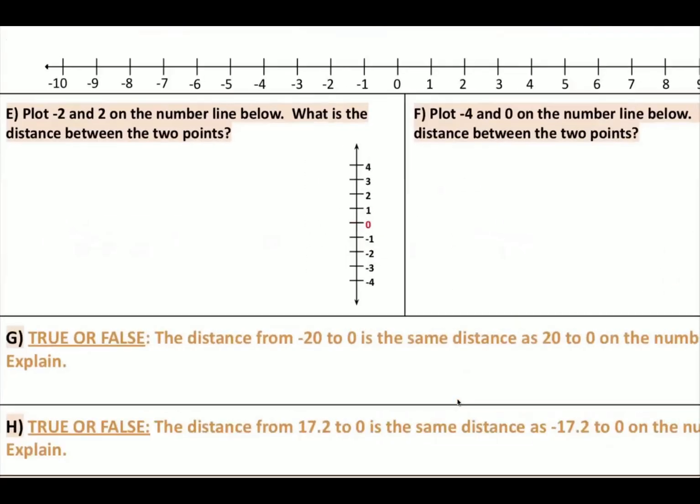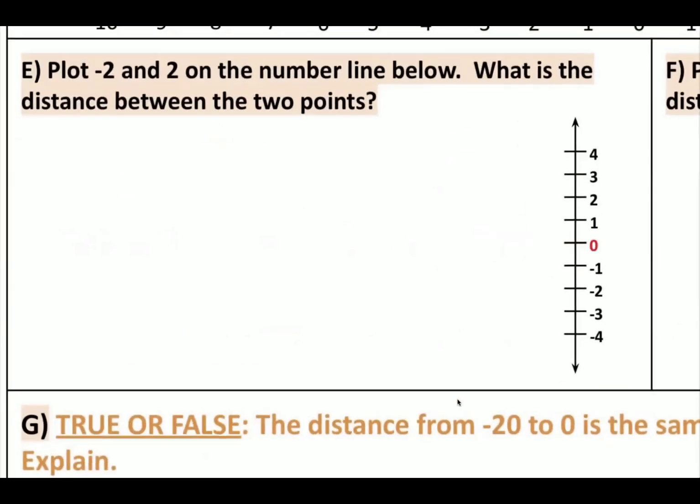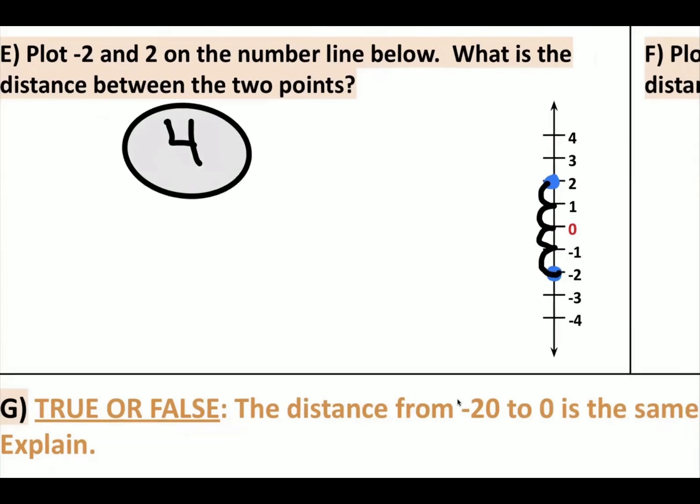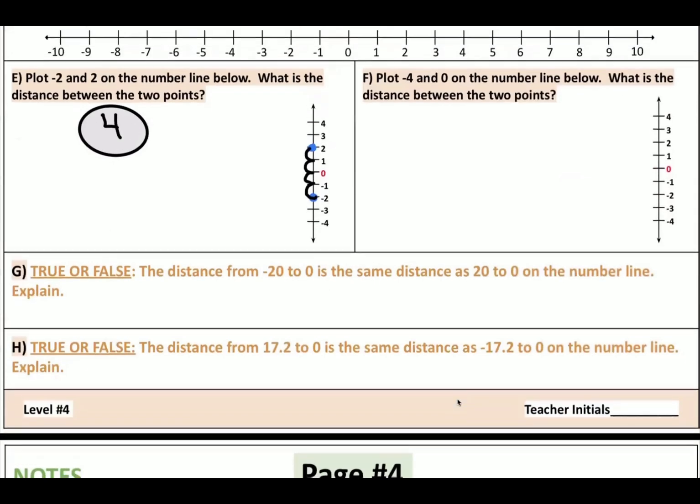What's the distance? We're going to approach vertical number lines the same way. Negative 2 is below 0. Positive 2 is above 0. And when I count the distance between the 2 points, I can see that they are 4 spaces apart. Go ahead and complete the rest of page 3, and if your teacher wants you to, go ahead and get your teacher's initials. Then come back to the video.